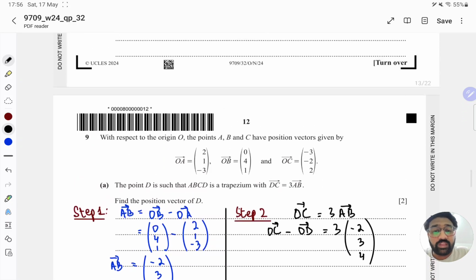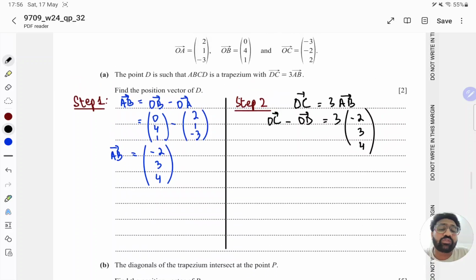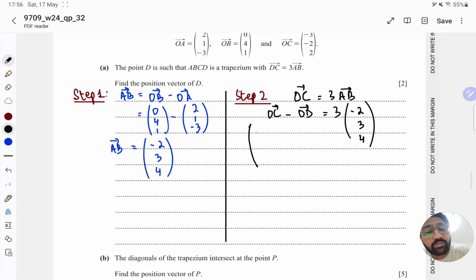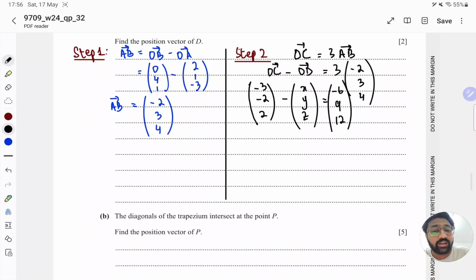So OC is known to me. OC is minus 3, minus 2, 2. Let me substitute minus 3, minus 2, 2. And in place of OD, I can even write XYZ, or I can simply write down OD as well. This is going to be the scalar multiplication of the vector, minus 6, 9 and 12. Simplify to find the value of x, then y and then z.